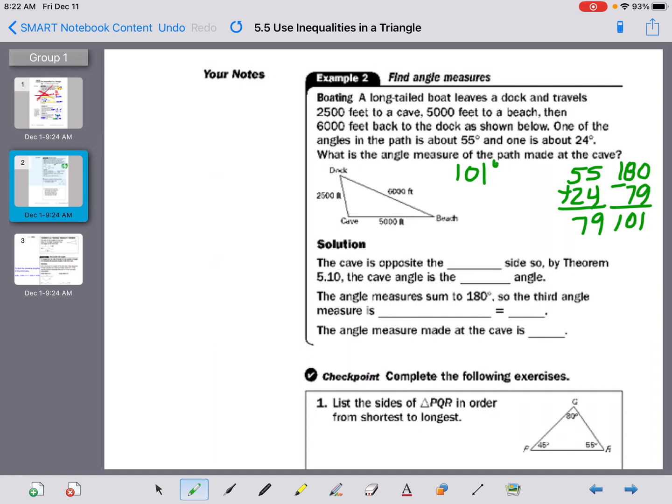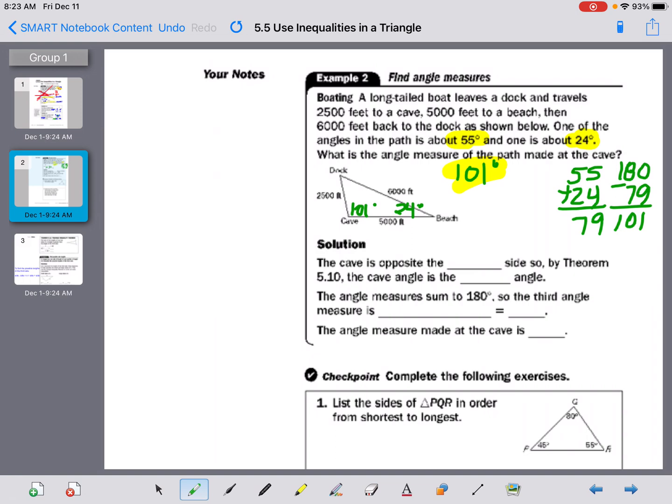What goes across from the largest side? The largest angle. Which is larger? We have three to choose from: 55, 24, or 101. Well, the larger one has to be 101. So across from my largest side, which is 6,000, I'm going to put 101. Where's my smallest side? The 2,500. So what's my smallest angle across from that? 24. So I come over here and put my smallest angle at the beach.